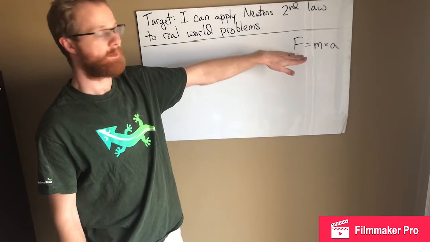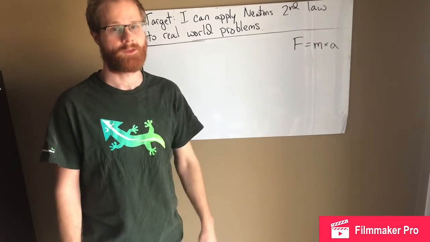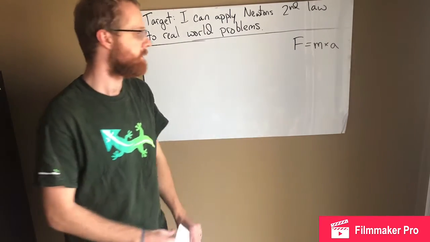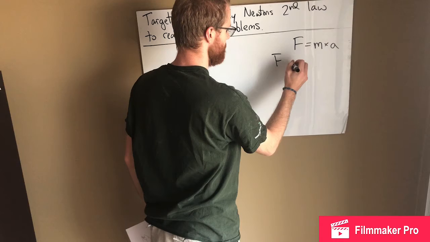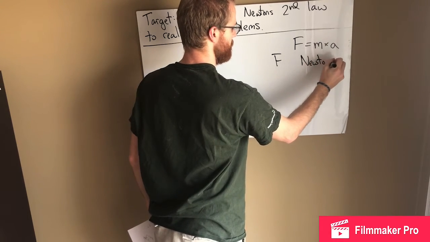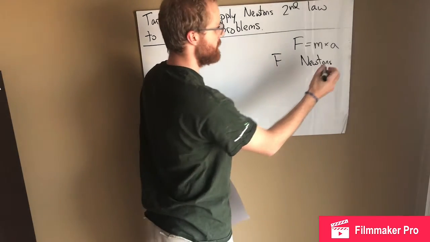It is F equals ma. And that's it. Force is equal to mass times acceleration of an object. Force is typically going to be measured in units of newtons, and we are going to abbreviate newtons as an N.